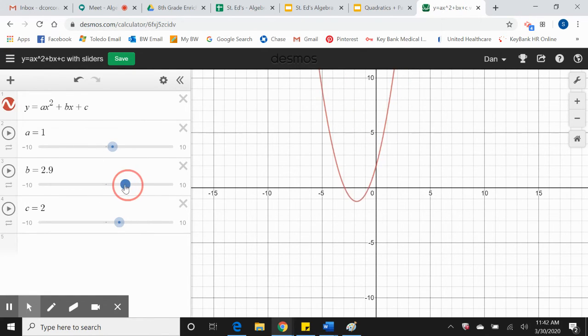If you change your B value, notice it moves it to the left or to the right, depending on if it's positive or negative. It moves it up and down a little bit, but it mostly moves it left and right. But for right now, we're mostly going to be looking at the A and the C value.